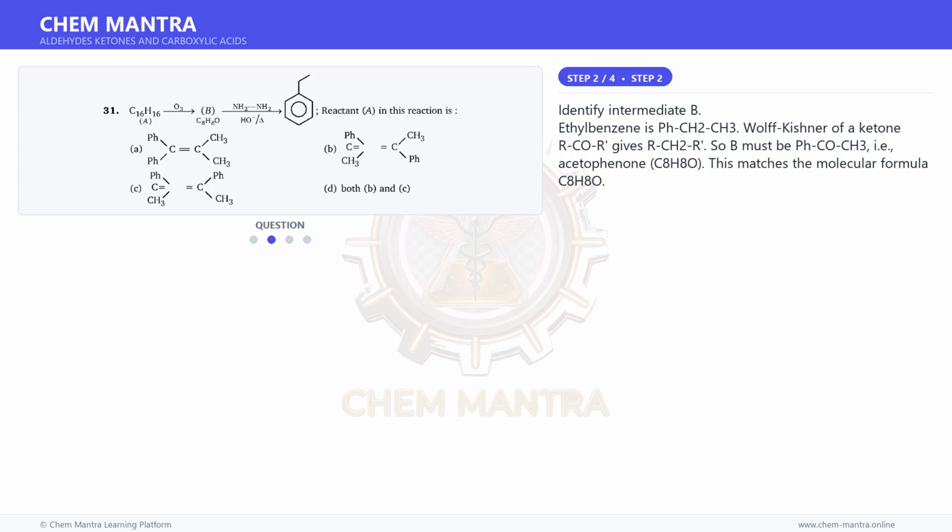Moving on to the next step. Identify intermediate B. Ethylbenzene is Ph-CH2CH3. Wolff-Kishner of a ketone R-CO-R gives R-CH2-R. So B must be Ph-CO-CH3, acetophenone, C8H8O. This matches the molecular formula C8H8O.